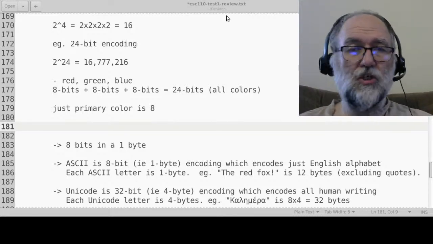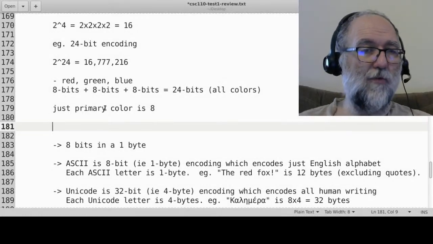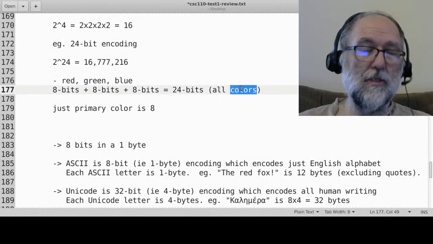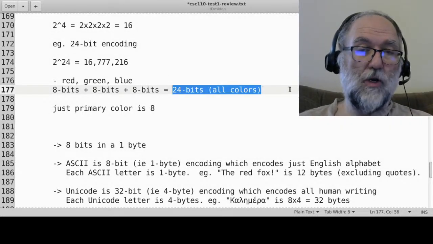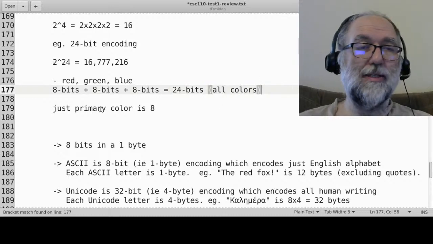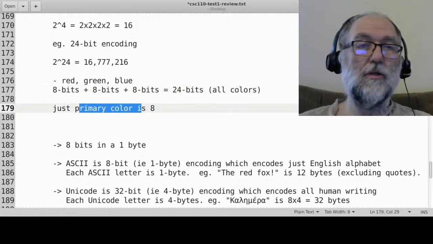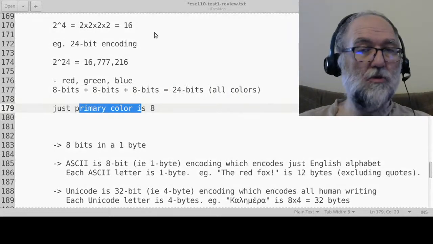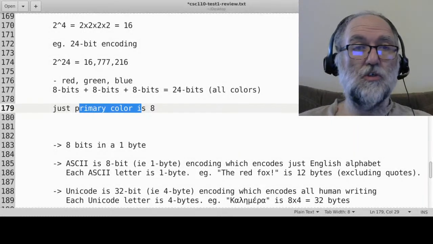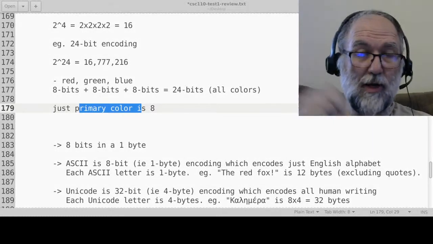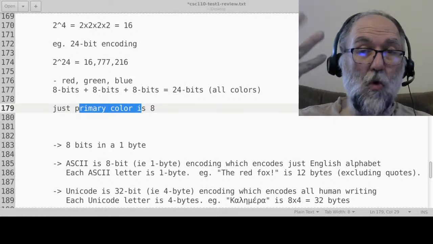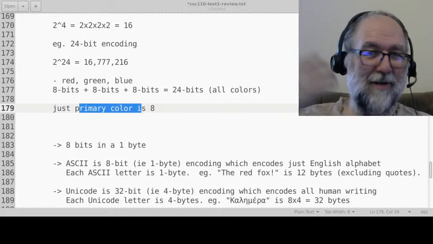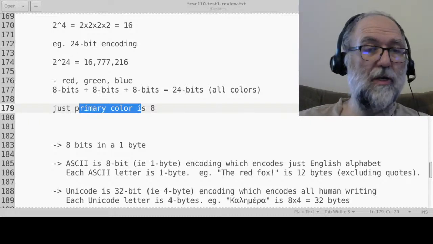Okay, so just look for that distinction on the test, whether I'm asking for how many different colors, how many bits does it take to encode all colors, or how many bits does it take to encode just a primary color, because there's 3 of them. By the way, just so you remember, dogs only have 2 primary colors, and bees have 4. Different animals see color quite differently than we do.